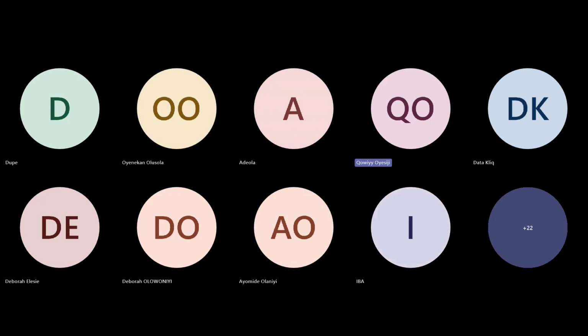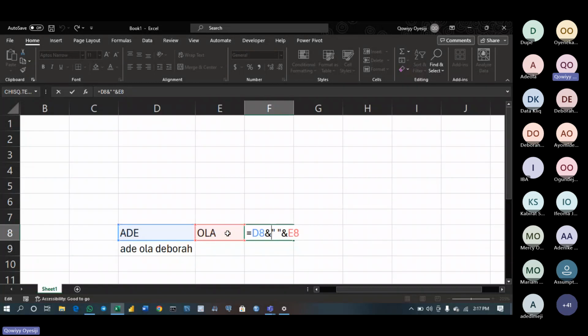Ade, and hold down space. I'm going to put the space inside a double quotation mark, and Ola. I hope you get it. Hello. Okay. Do you get it now? If it is hyphen I want to use, instead of space, I'll put hyphen here. It's just the method of saying this and this and this.